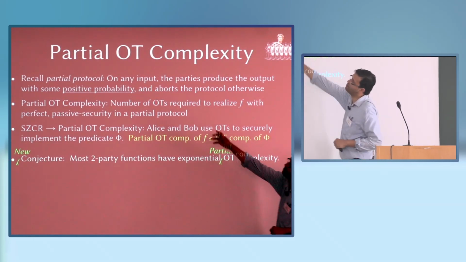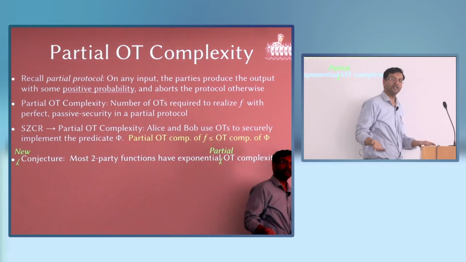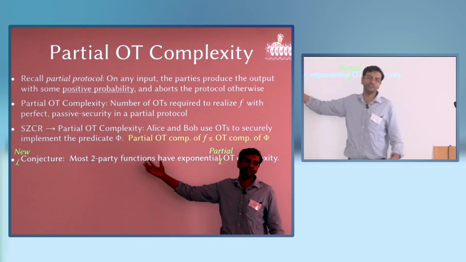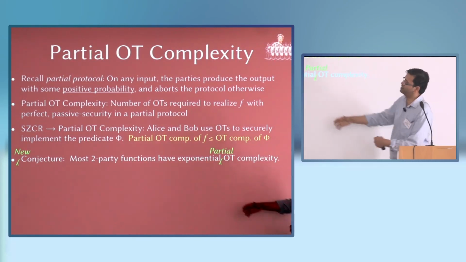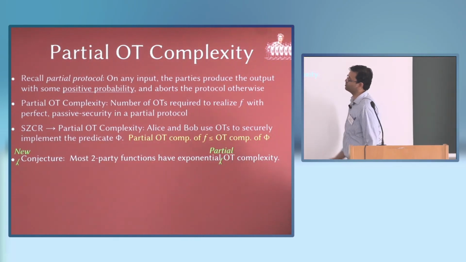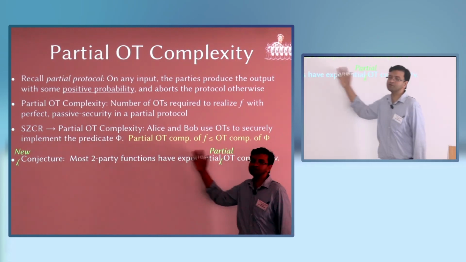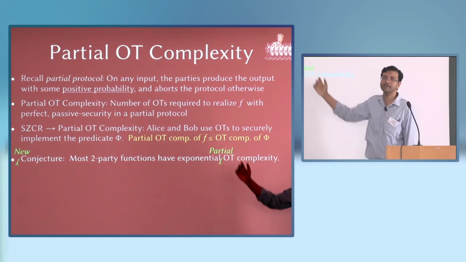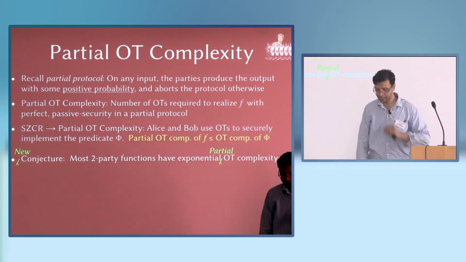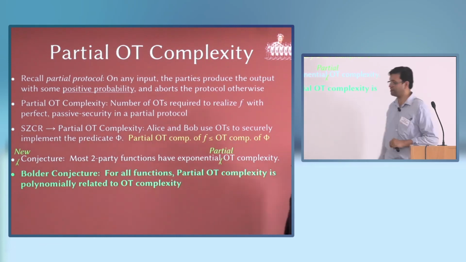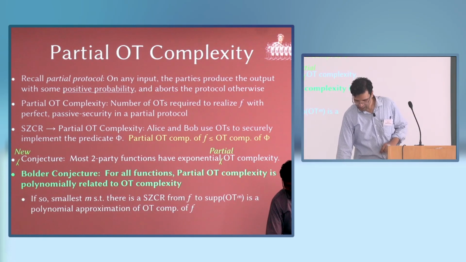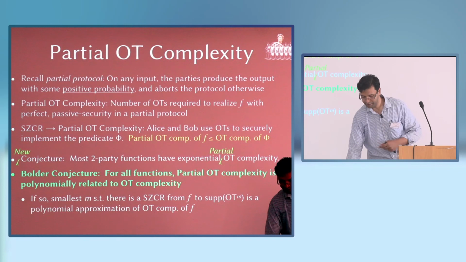Now, but maybe this partial OT complexity is no good. It's a very small number. Well, we are going to conjecture that actually no, it's also probably large. So there is already kind of a conjecture. I don't know if it's formally stated anywhere or it's an open problem, that most two-party functions have exponential OT complexity. We would conjecture that the same thing holds for partial OT complexity, even if you only need to accept with a small, negligible probability. And a bolder conjecture would be that these two things are close to each other. So in that case, this connection is fairly tight.